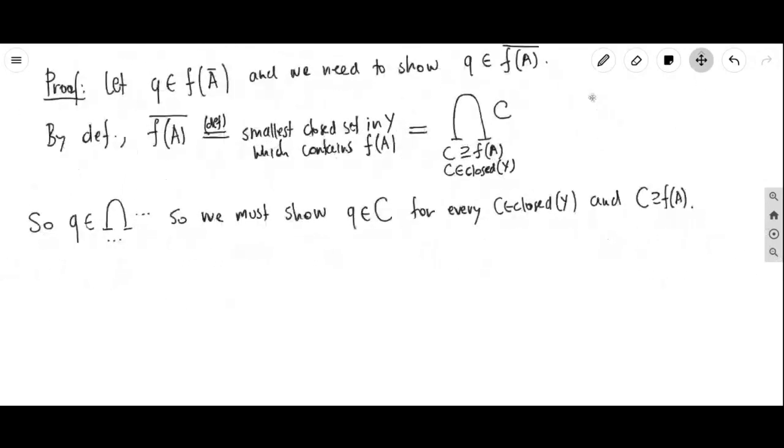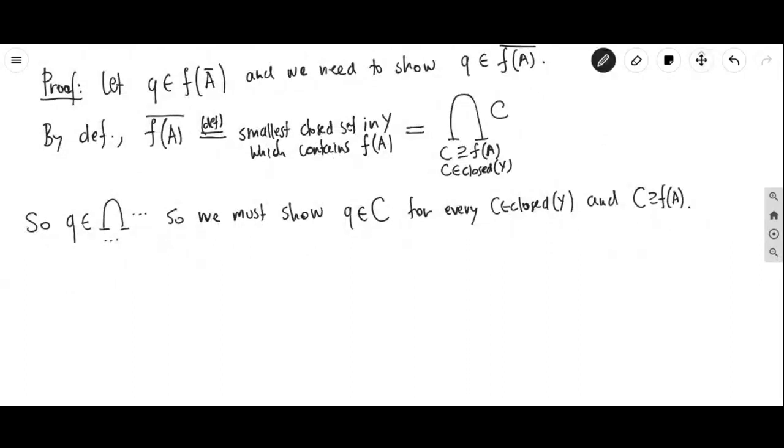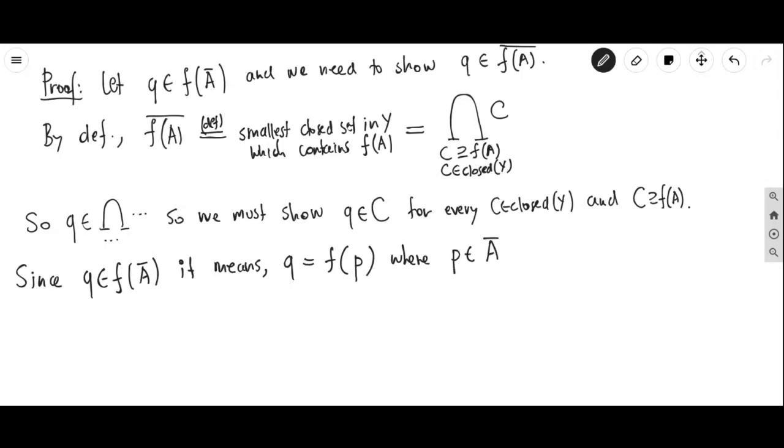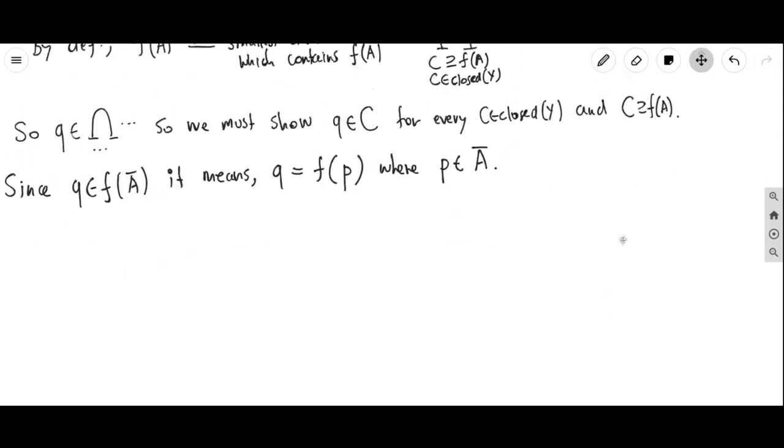So how do we accomplish this? Well, here's the way we do it. Since Q is in f of A closure, and this is just by definition of image, the forward image, the push forward, if something is in f of something, then Q can be written as f of something, so f of p, where the point p is something in A closure. That's what we're saying. Okay, so what do we do next? We must show that Q is an element of every single one of these.